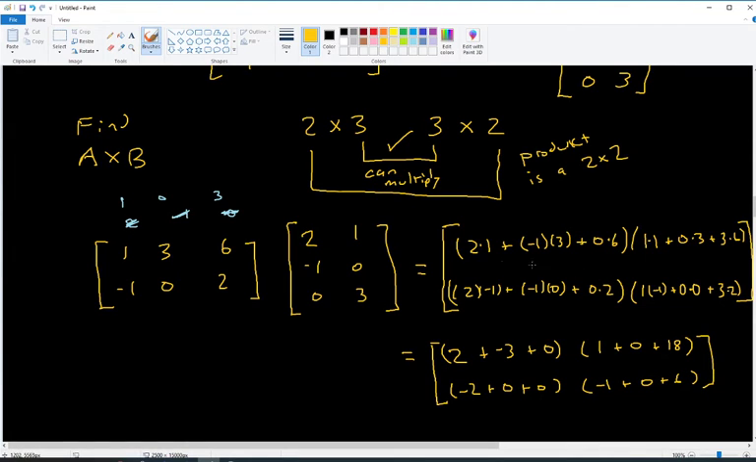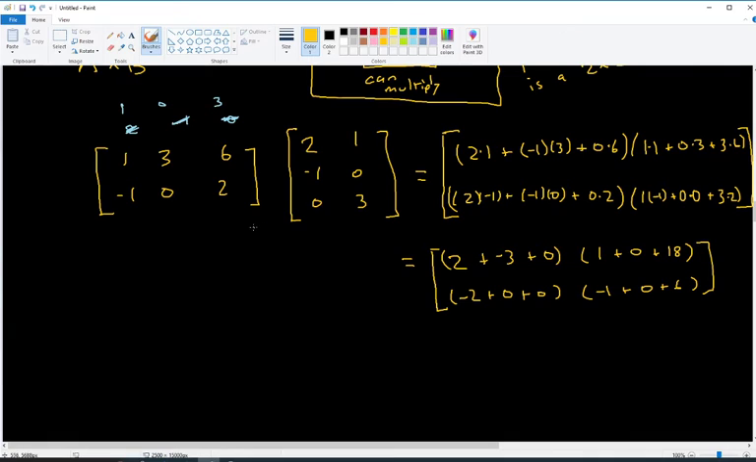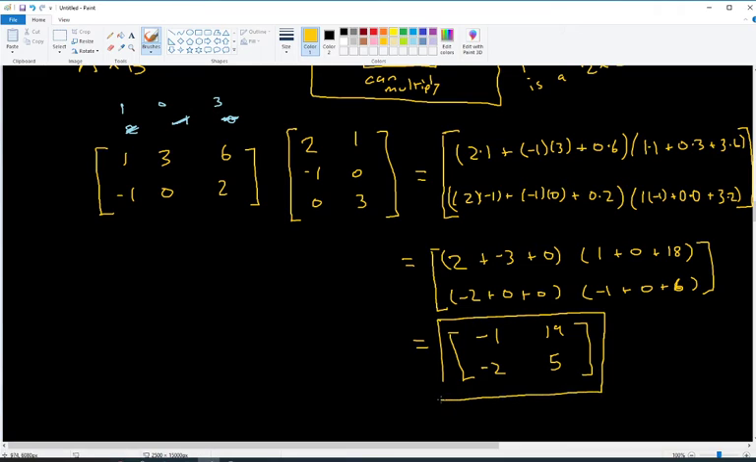Total those up. Normally when I do these, I skip the first step and jump from here down to this second step. Total this stuff up. Let's see here. 2 plus -3 plus 0 is -1. -2 plus nothings is -2. 1 plus 18 is 19. -1 plus, that's a 6. -1 plus 6 is a 5. Okay, so that's that one.